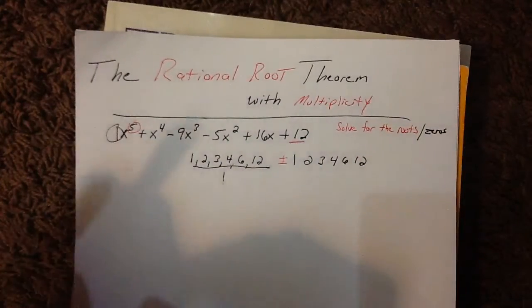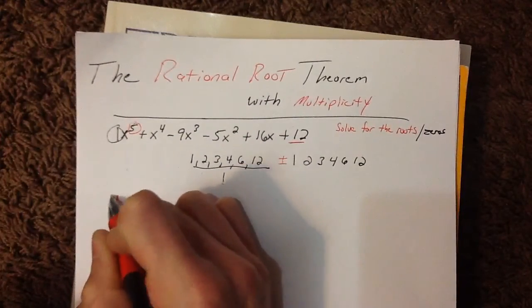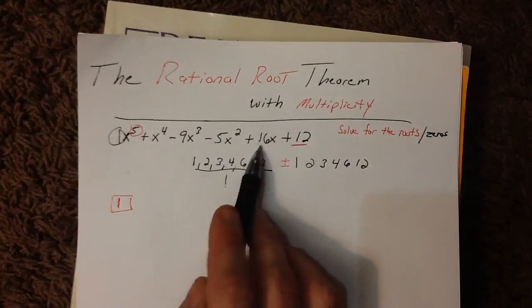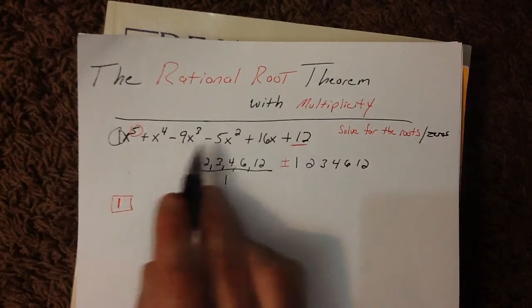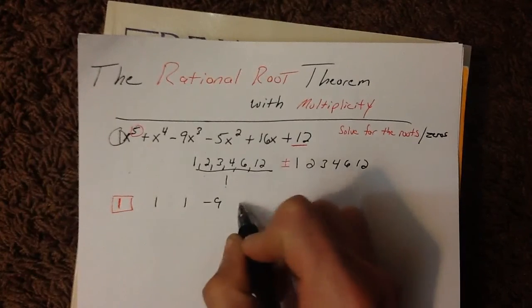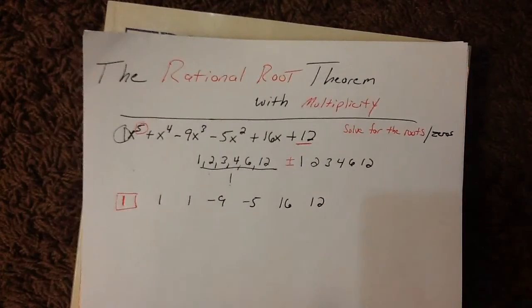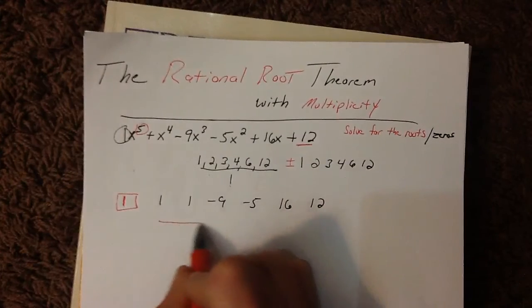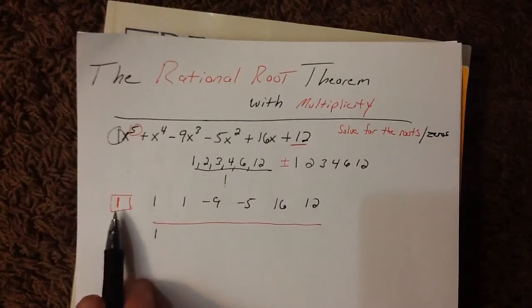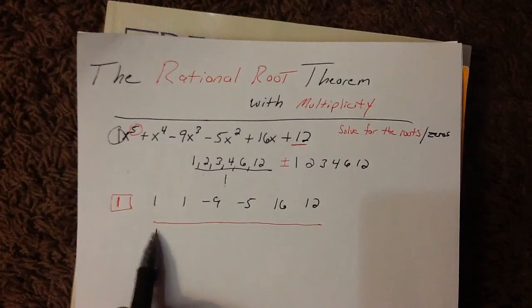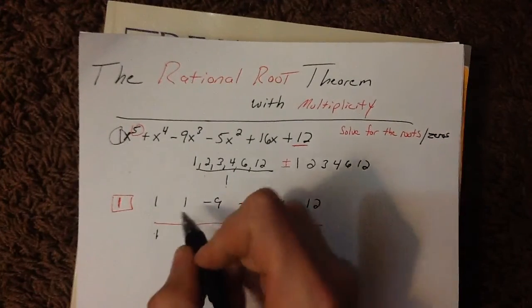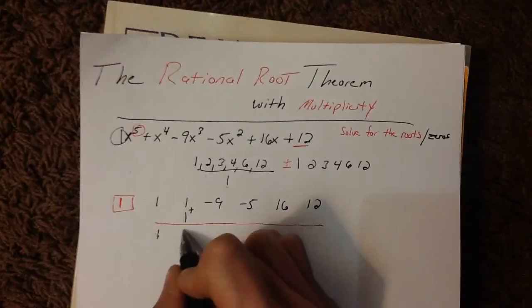I bring down positive 1, and I put it in a box. And then I write down all the coefficients of the polynomial. That would be 1, 1, negative 9, negative 5, positive 16, positive 12. I draw a line, and I start to bring down numbers with first 1. And I take my box number and I multiply the number I just brought down and put the new answer in the next slot. So 1 times 1 is 1. I now add these two together. 1 and 1 make 2.